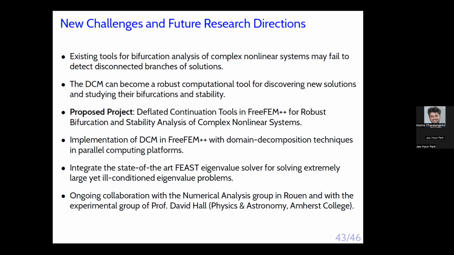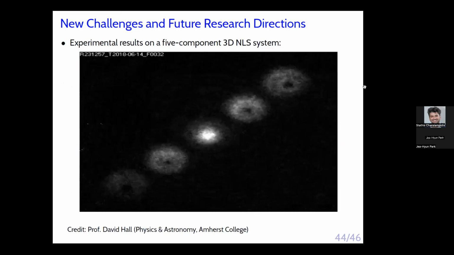Also, all this research effort has been spearheaded by experiments by David Hall at Amherst College, and he has done so many great things, including 5-component condensates. Here is an actual experiment that he did a few years ago, and when it comes to a 5-component vector density equation in 3D, if you want to do stability analysis, then things become quite challenging. So you have to develop some, I would say, suitable techniques for tackling such type of problems.